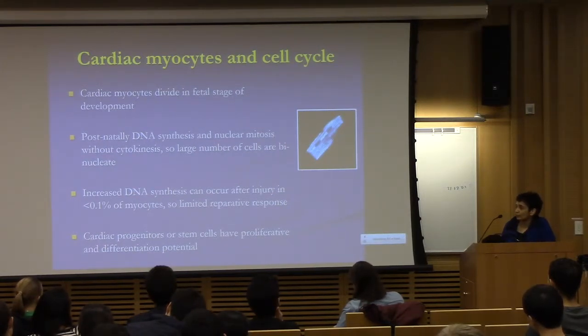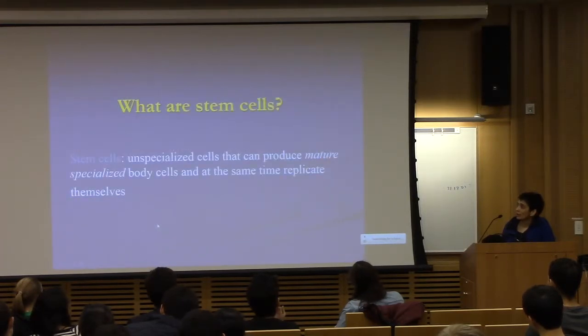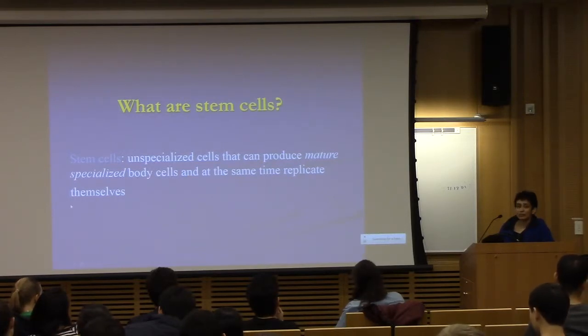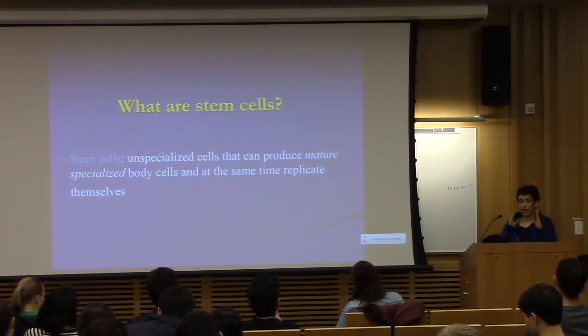And so there are cardiac progenitors, at least there are cardiac progenitors, but what is the definition of a stem cell? So how is a stem cell different from any other cell that has the capability to divide? The stem cell is not only able to produce mature specialized body cells, but it can also replicate itself. So the stem cell can divide and form other undifferentiated cells, and it can also differentiate down either one lineage or more than one lineage. So that is what distinguishes the stem cell from just any other proliferating cell.